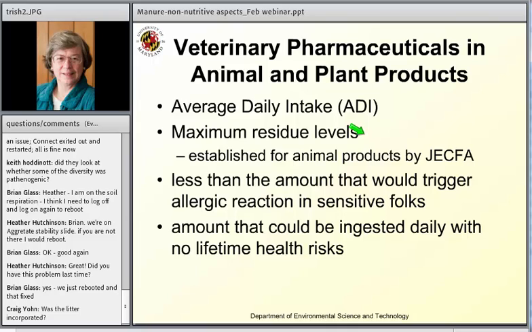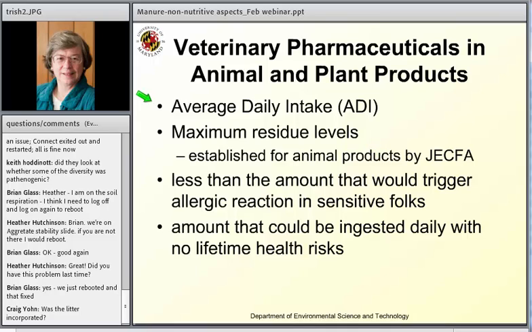And there is a group, this is an international group, it's the Joint Expert Committee on Food Additives. It's a group of scientists that were impaneled by the Food and Agricultural Organization of the UN, and they basically have gathered data and established maximum residue levels and average daily intakes. The average daily intakes were only established for animal products, meat and milk and eggs and things like that, not plant products.